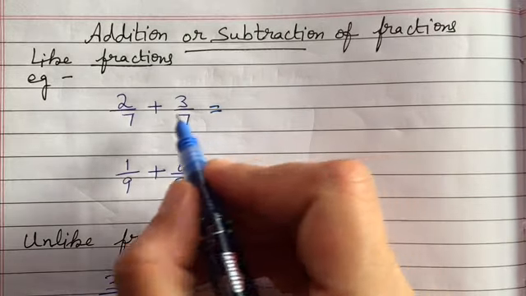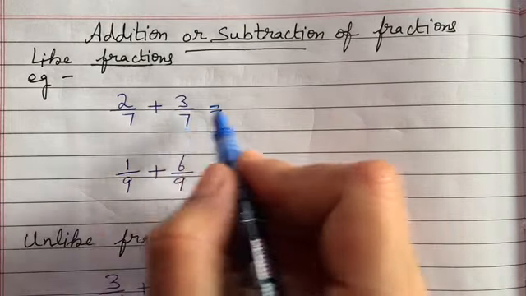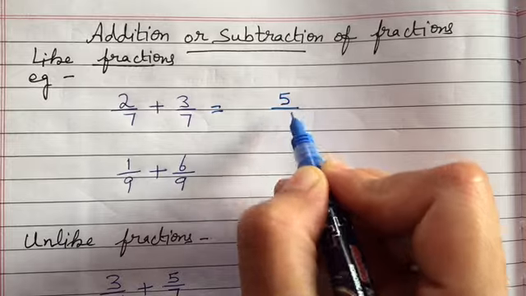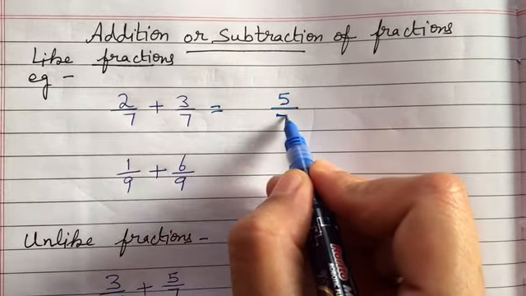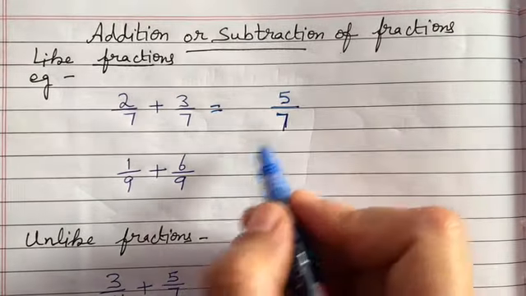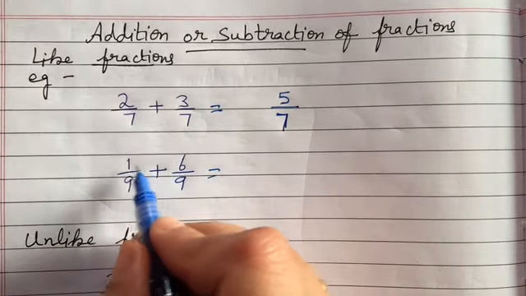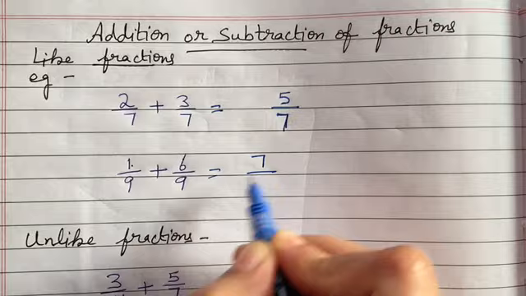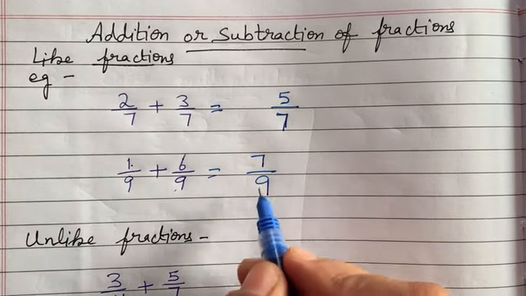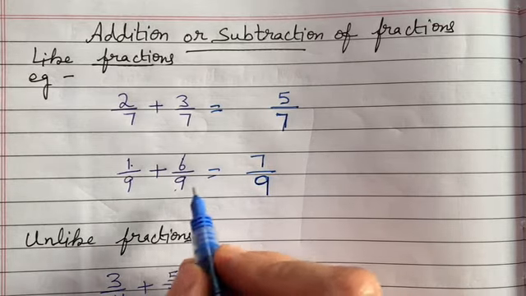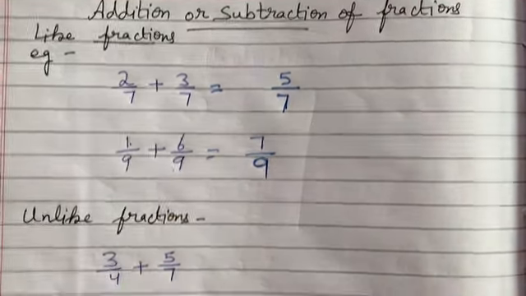And then the example of like fractions first. So their denominators are same, just add their numerator. 2 plus 3 is 5, and don't add the denominators, just write down whatever is the denominator, like 5 by 7. So 6 plus 1 is 7 and denominator is 9. Don't add the denominators, there's no need of adding the denominator, just numerators are going to be added.